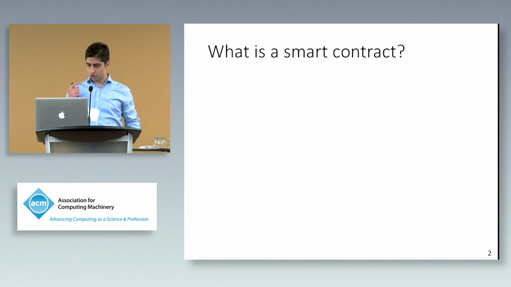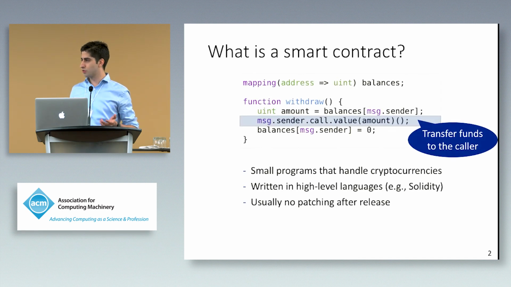Before I jump into the topic, I want to make sure that we are on the same page and know what a smart contract is. Smart contracts are basically typically small programs that own and handle cryptocurrencies. For example, here you see a smart contract where users can deposit some funds. There's this balances field that keeps track of how much funds users have. And then it also has this withdraw function that allows users to get the money they have deposited.